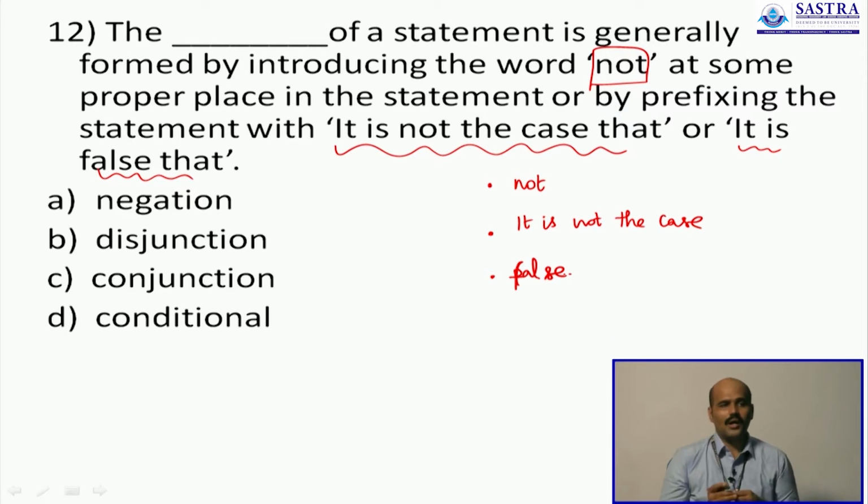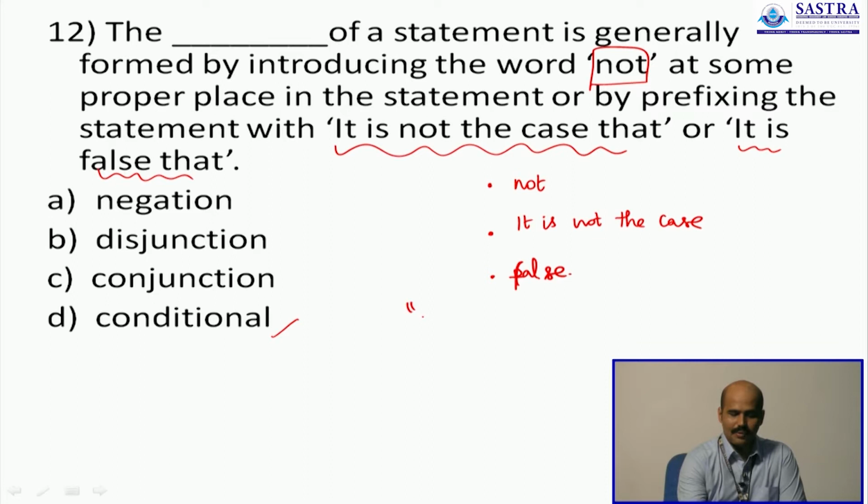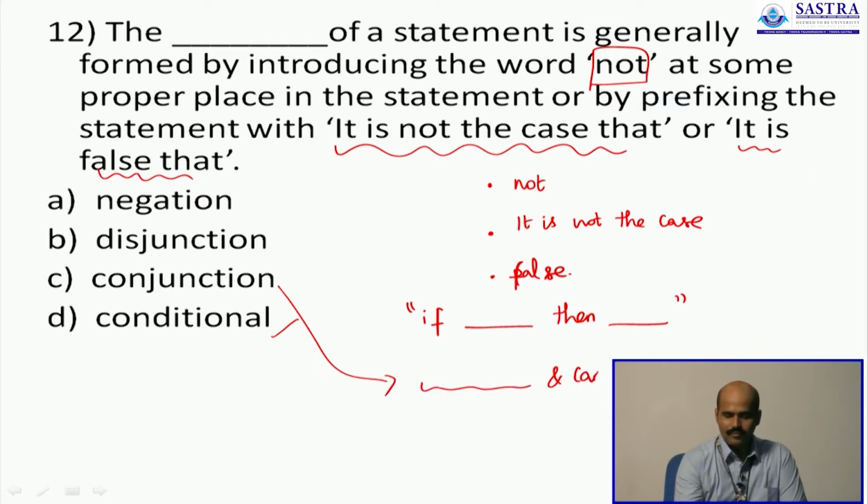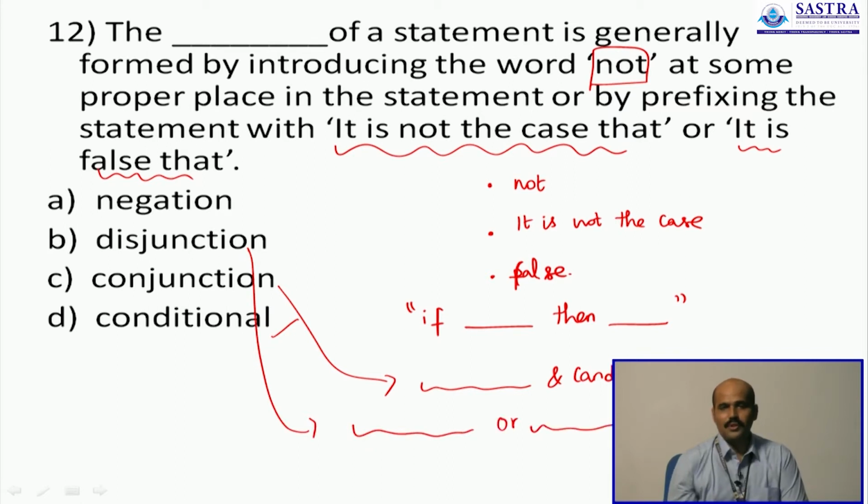All of these are specific ways of constructing a new statement. Now can it be a conditional? No, because you know that any conditional is characterized by this phrase, if something then something. That is how you understand a conditional. That's not what you have here. And a conjunction talks about some statement and some other statement. So it is not a conjunction again. And statement 3, some statement or some other statement.